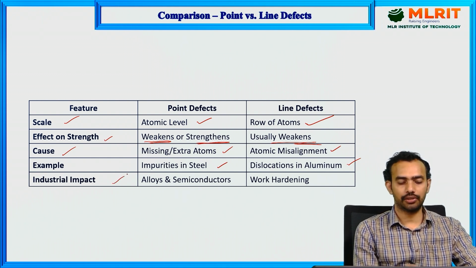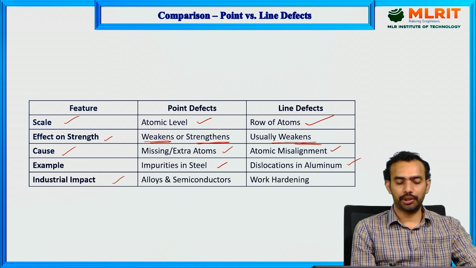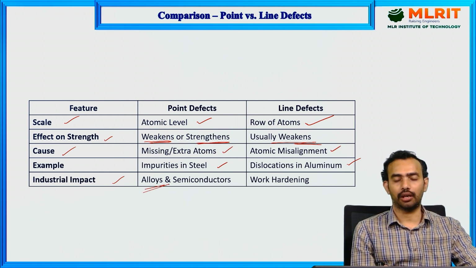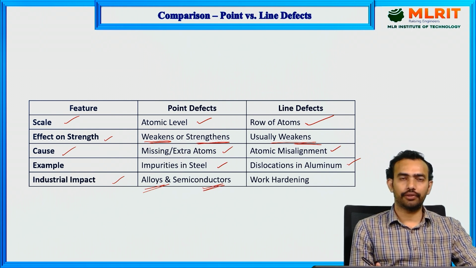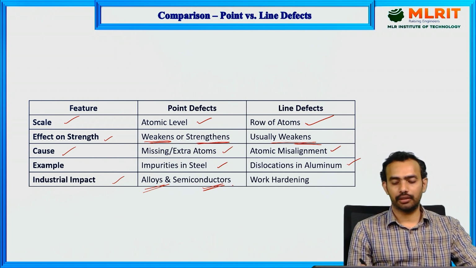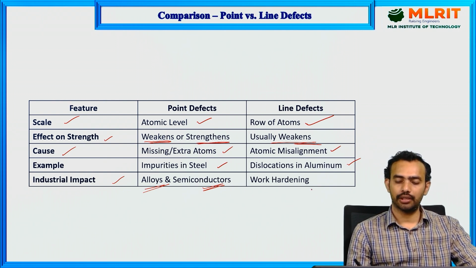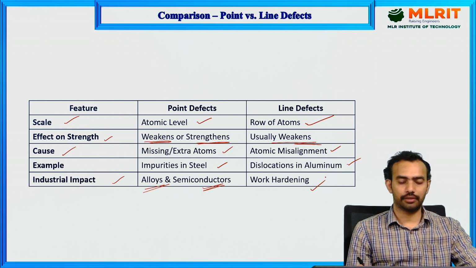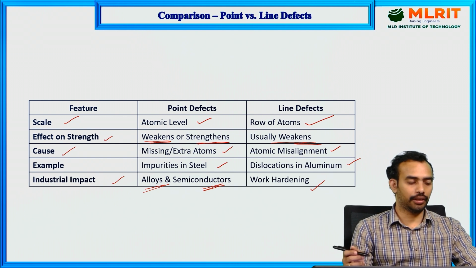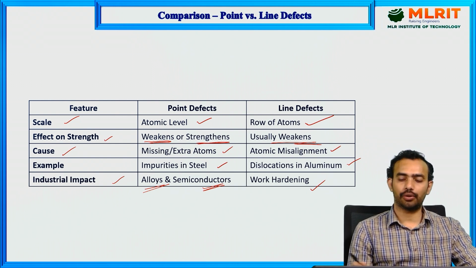And what is the industrial impact? Because of these point defects, industrially we are able to prepare different alloys, and in the semiconductor industry also for doping silicon with other metals or non-metals. For improving performance, these are greatly useful. It has good industrial impact. And in line defects, work hardening is a technique employed for improving the strength of the material, and in that case these dislocation defects have been helpful.